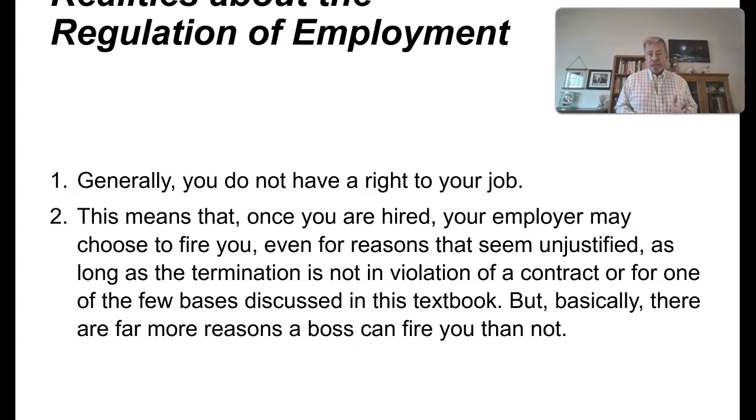Generally, when we talk about regulation of employment, we're talking about the fact that you don't have a legal right to your job. It means that once you're hired, your employer may choose to fire you, even for reasons that seem unjustified, as long as it's not in violation of a contract or one of the few bases discussed in the textbook. But basically, there are far more reasons the boss can fire you than not. That makes you feel real secure, doesn't it?